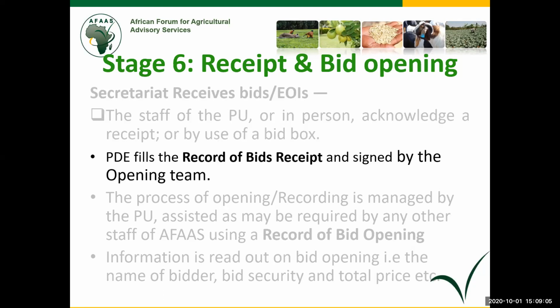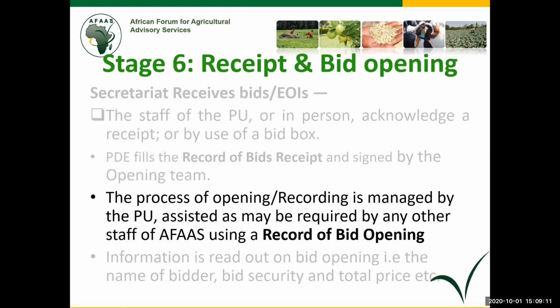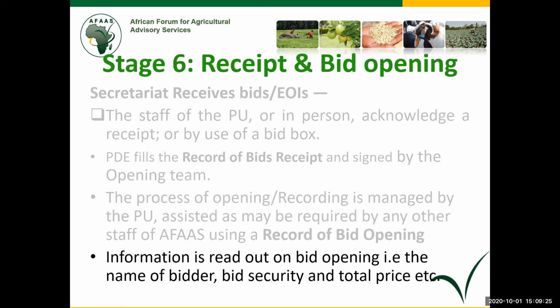Now, the PDE fills the record of bid receipt form, which is signed by the opening team. The process of opening and recording is managed by the procurement unit, and you may require another person from another unit to record the bid opening. The other one was receipt. We are now in opening. Information is read out in bid opening, i.e. the name of the bidder, if there is bid security, and the total price.